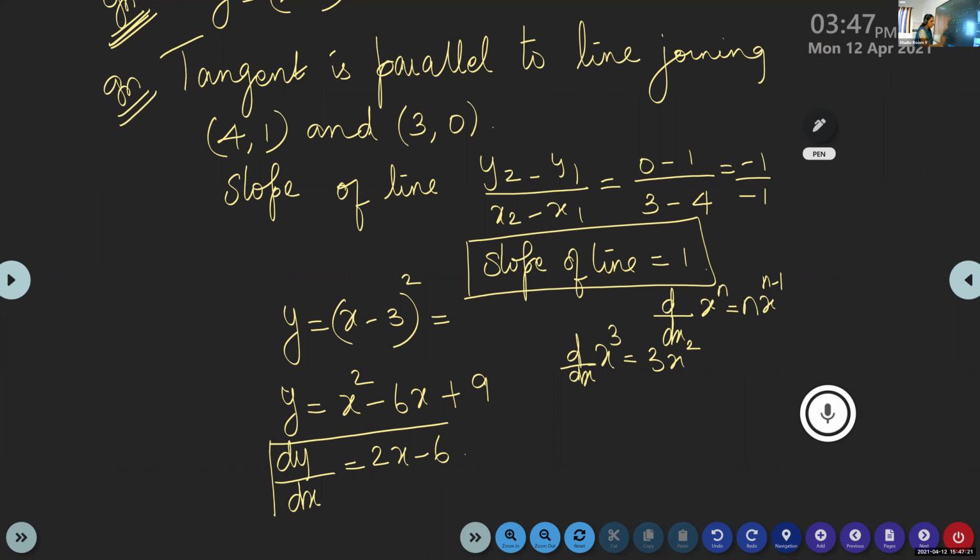So this is the slope we got from the given curve. This is the slope we got from the line. These two are equal, both are slopes of the same line. So equate it, and find the value of x. X is 7 by 2. Is it correct, Aparna?